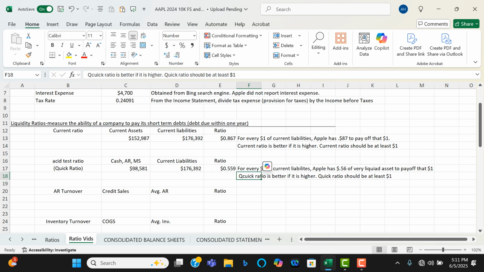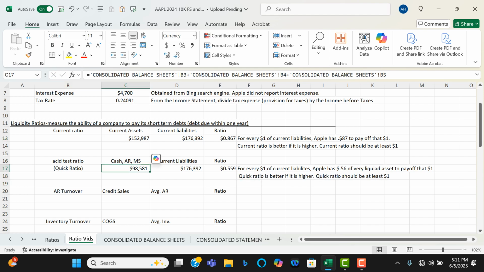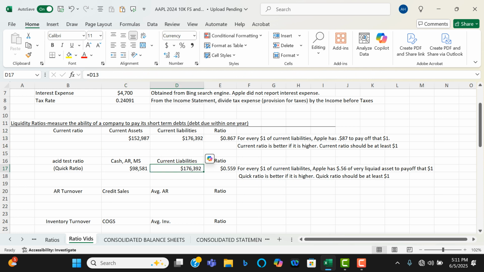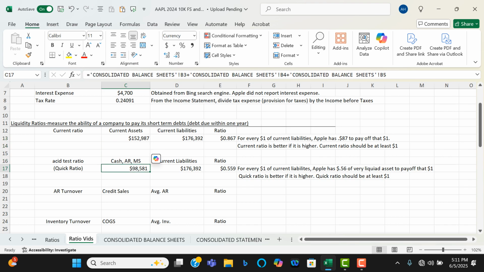Okay, now one item that we should really look at is the differences in the numerators of these two ratios right here, because the denominator is the same. You're asking yourself, can we pay off that 176,392 in current liabilities? Okay, and for the current ratio, you use all your current assets. For the quick ratio, you use only some of your current assets, which are the most liquid ones. But what are we leaving out? What assets are we leaving out of the quick ratio? And this is usually the case, but usually the major asset that you're leaving out is inventory.